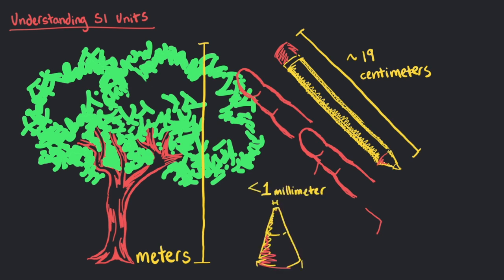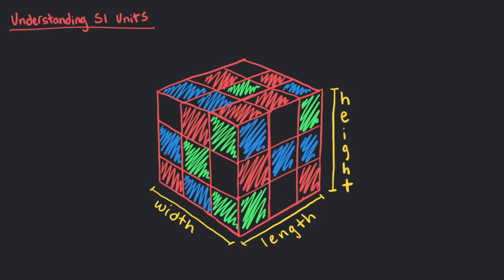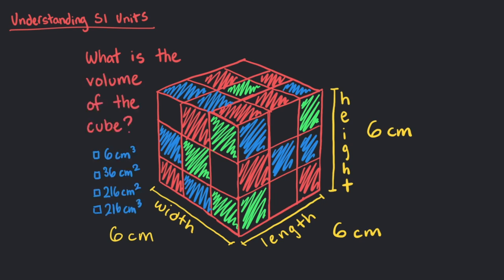What about units for volume? Well, if we want to find the volume of a Rubik's Cube, we multiply the width, length, and height together. The width, length, and height is 6 centimeters. What is the volume of the cube? Exactly. The volume is 216 centimeters cubed.